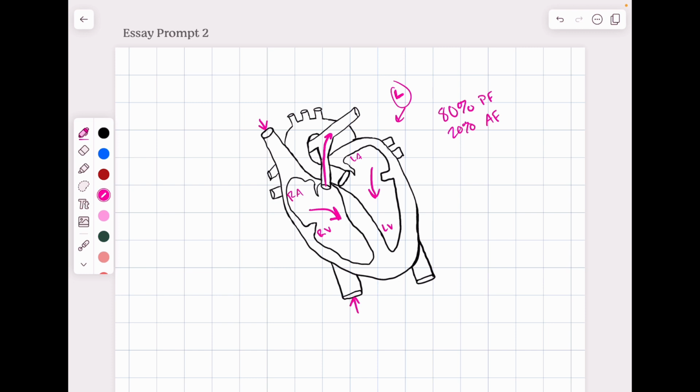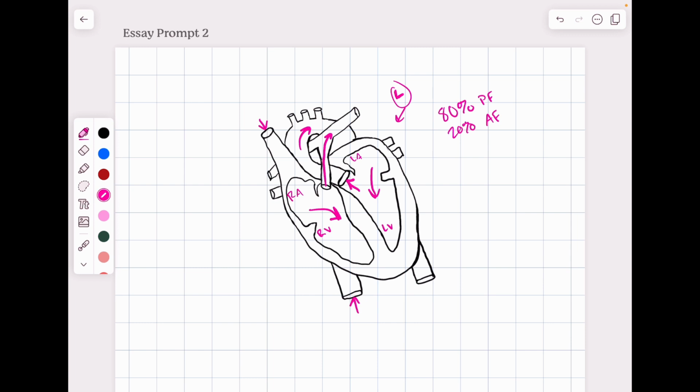So now that our blood is in the ventricle, we're going to go through the aortic valve, which is going to be right here. We're going to overcome that pressure to send our blood out the aorta as the ventricle contracts. And then from the aorta, we're going to go to arteries, arterioles, capillaries, venules, and veins. And then we're going to start all over again with the superior and inferior vena cavas. So that's our blood flow.